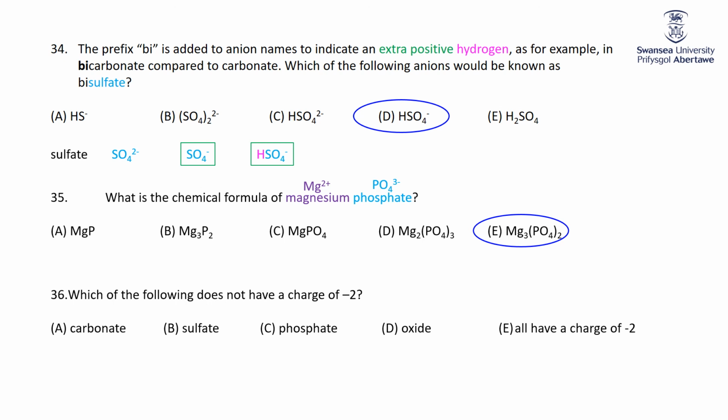And I lied, I said that was the last question. This is the last question, just got to know these. Carbonate, CO3 2 minus, sulfate, SO4 2 minus, phosphate, PO4 3 minus. Oxide comes from oxygen. Oxygen needs 2 electrons, so oxide is O2 minus.